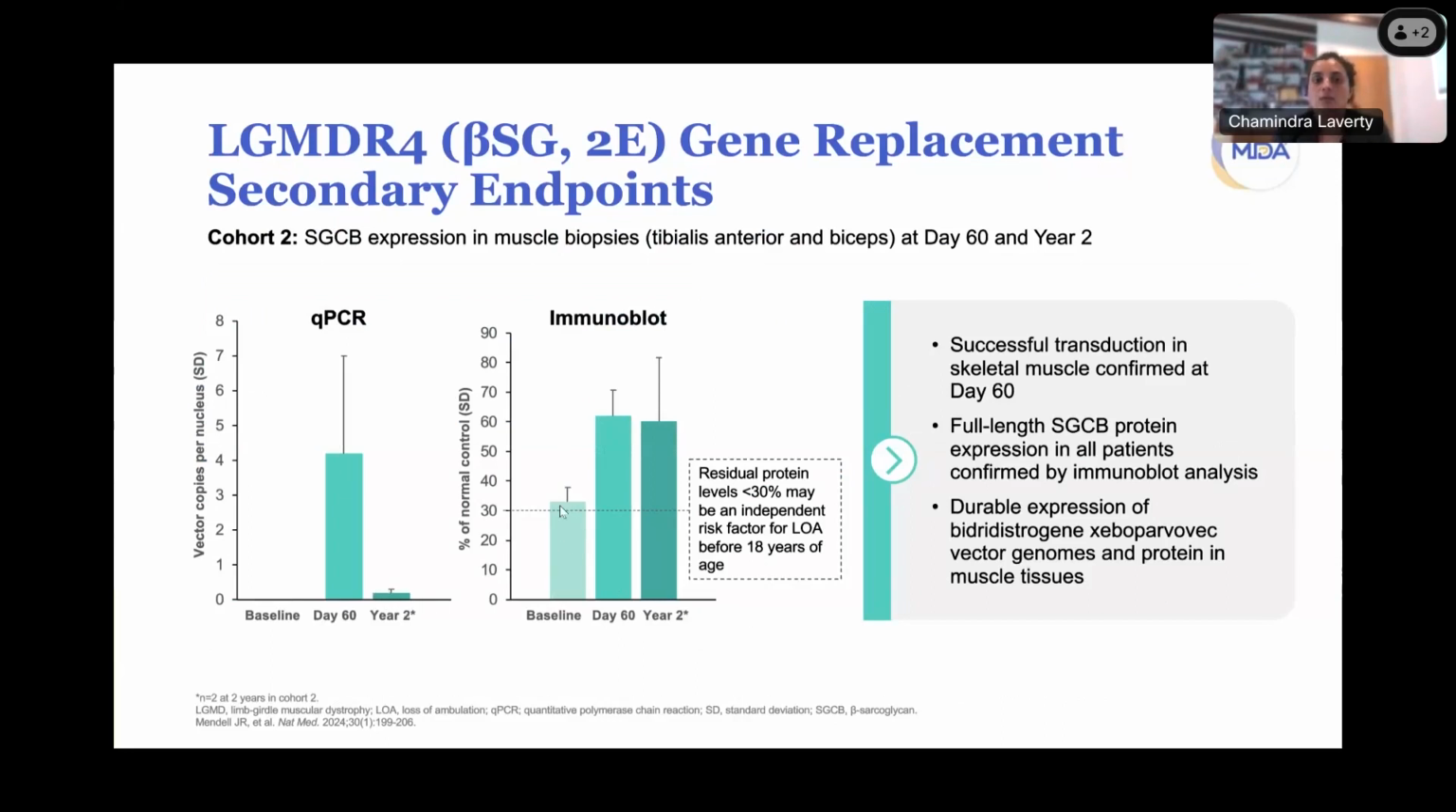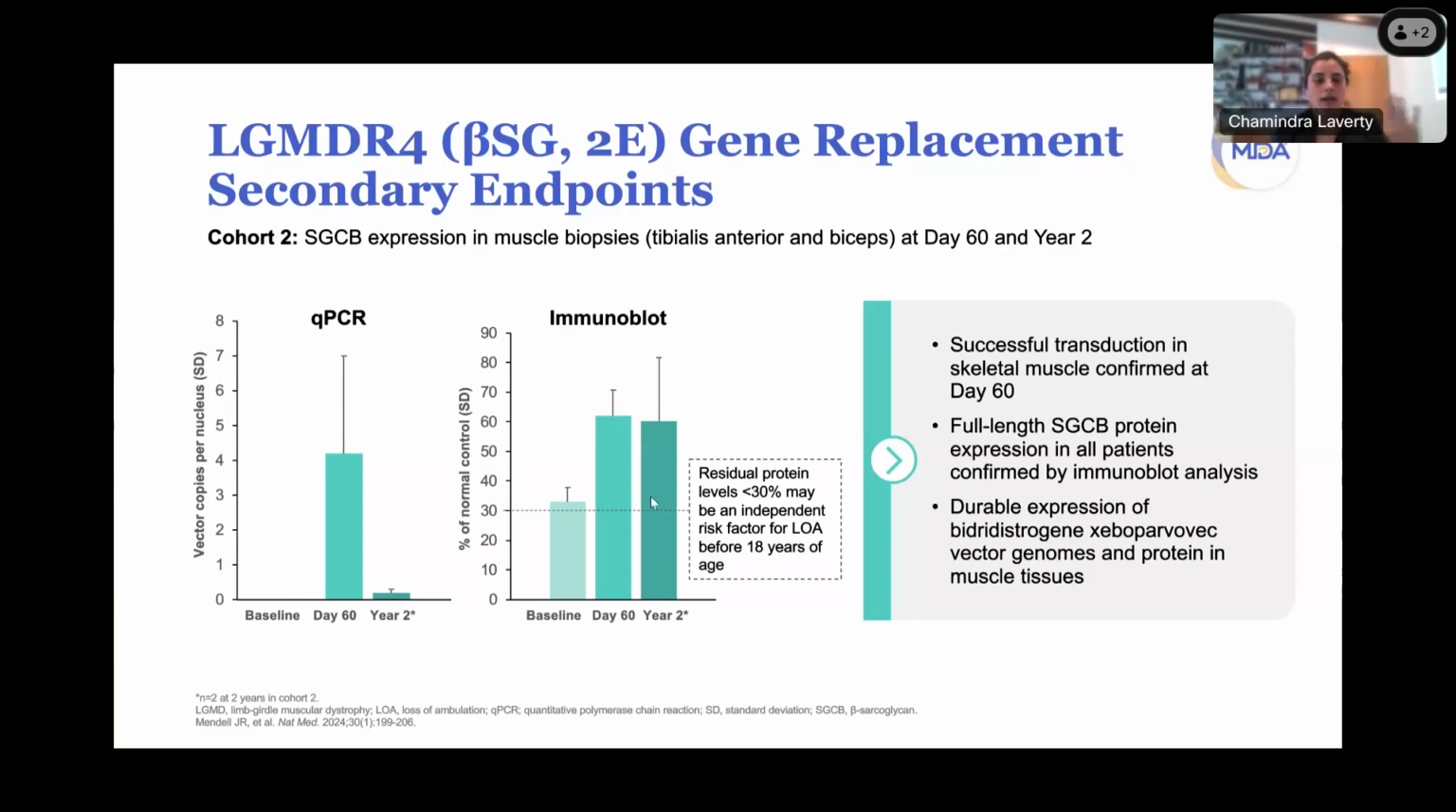Despite that, I want to show you that the amount of beta sarcoglycan on the Western blot at baseline was approximately 30%, a little higher than that. And then it increased to approximately 60% at day 60. And it remained right at 60% at year 2. So despite this vector genome going down, the amount of beta sarcoglycan on the Western blot is high at year 2. That speaks to its durability.